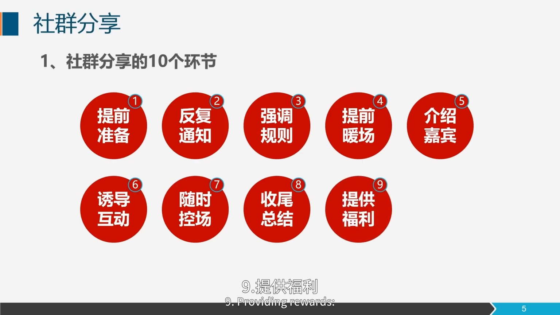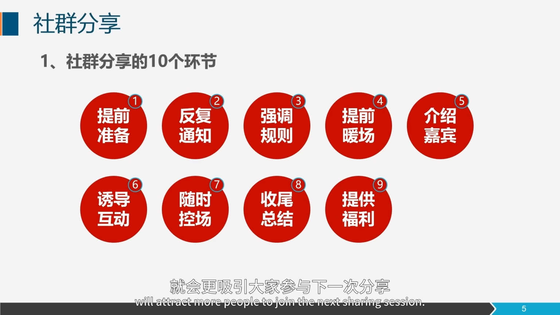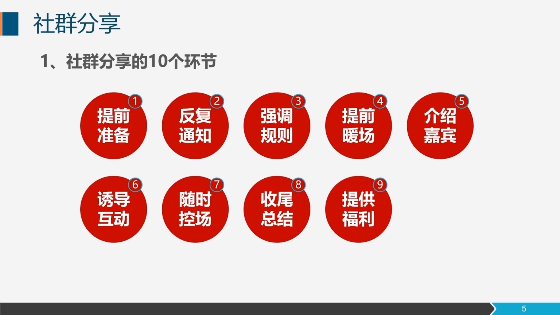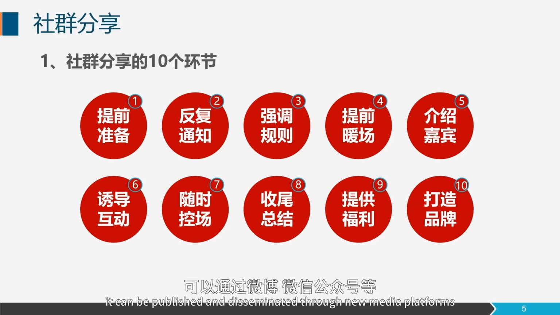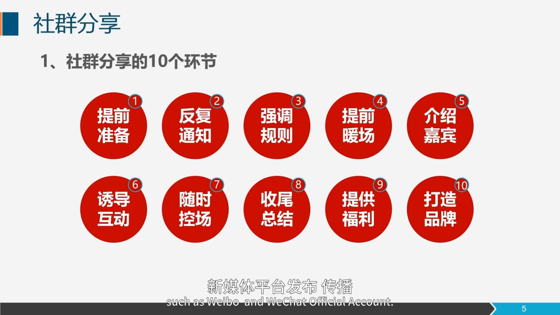9. Providing rewards. After the sharing session, giving very small rewards to friends who summarize well or participate attentively will attract more people to join the next sharing session. 10. Building the brand. After organizing the content of the sharing session, it can be published and disseminated through new media platforms such as Weibo and WeChat official account.